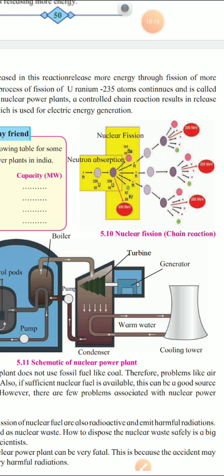A nuclear power plant does not use fossil fuels like coal. Therefore, problems like air pollution do not arise. As well as, if sufficient nuclear fuel is available, this can be a good source of electrical energy. There are a few problems again related to nuclear power generation. What is the first problem, children? The products after the fission of nuclear fuel are also radioactive, and they emit harmful radiation.